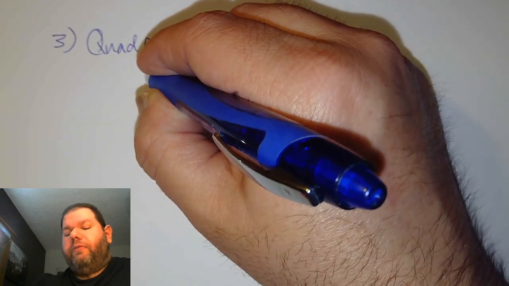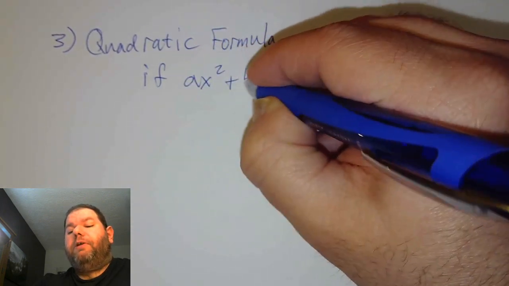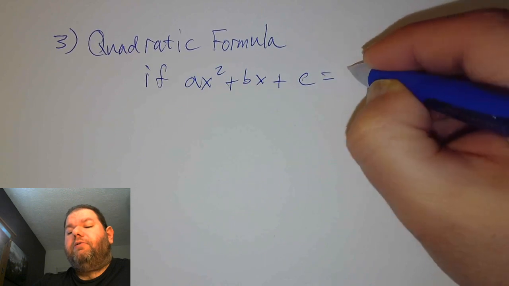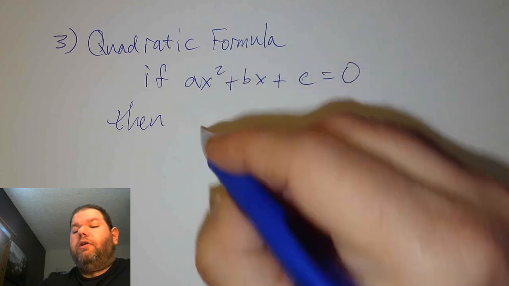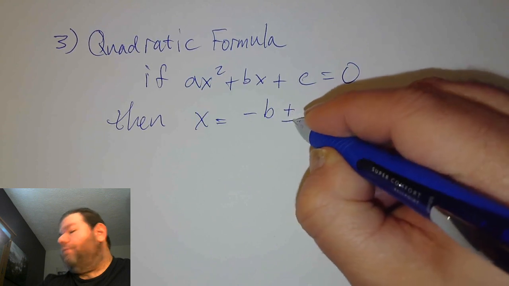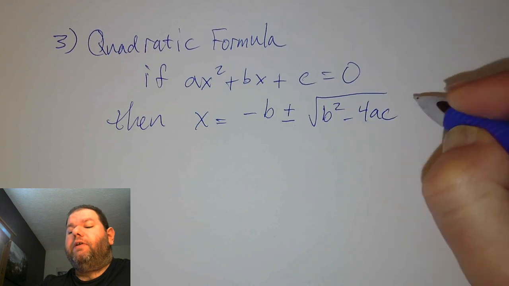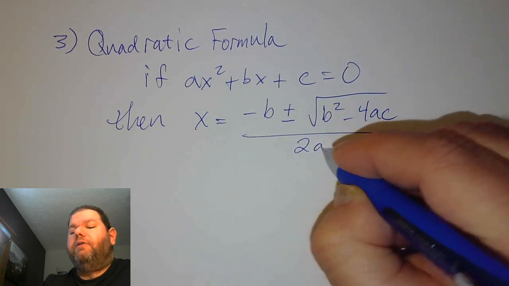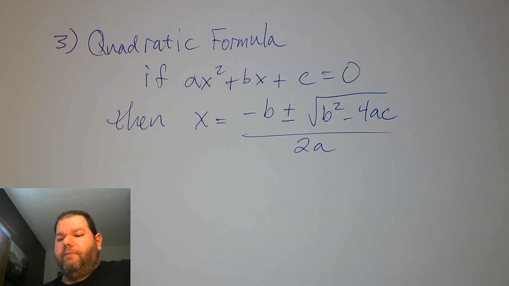So, quadratic formula says if ax squared plus bx plus c is equal to 0, then x is equal to negative b plus or minus square root of b squared minus 4ac, and then divided by 2a. And probably a lot of you remember that already. Maybe there's one or two details you might be fuzzy on, but yeah, that's our quadratic formula.